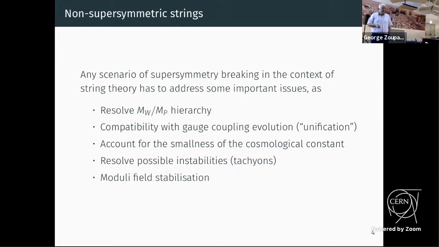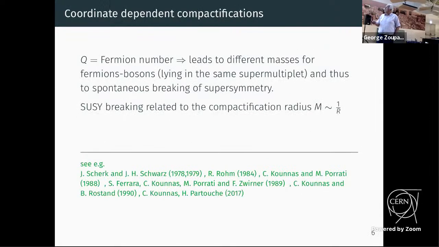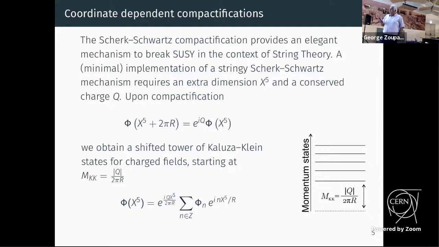Among them, the most important is the cosmological constant, because as soon as you abandon supersymmetry, you don't have zero cosmological constant anymore. So this is a very serious problem, and I'm going to focus a bit on it. What I'm going to do is construct some string models which incorporate SUSY breaking via the Scherk-Schwarz compactification mechanism.